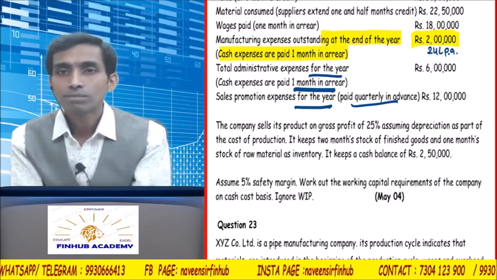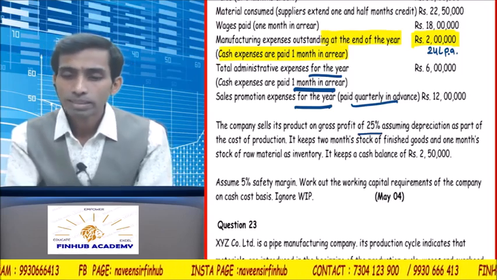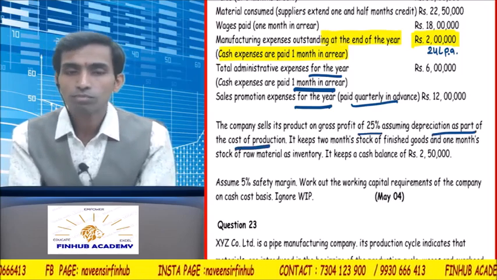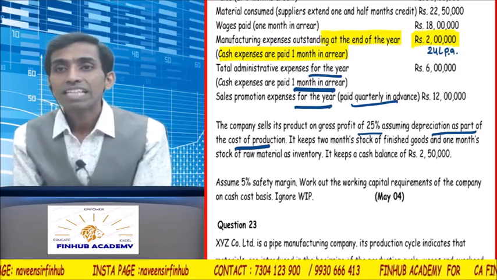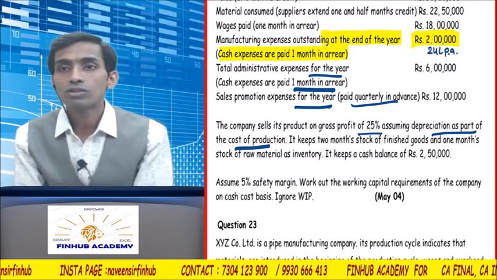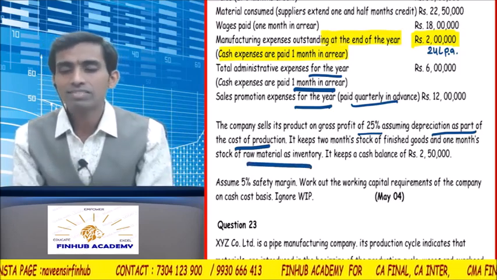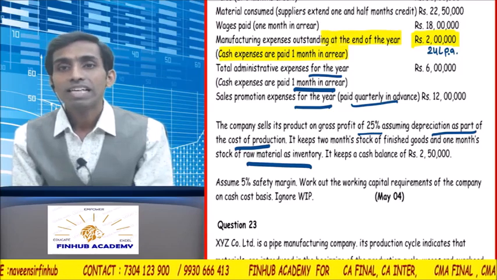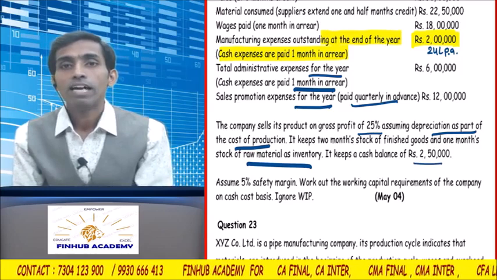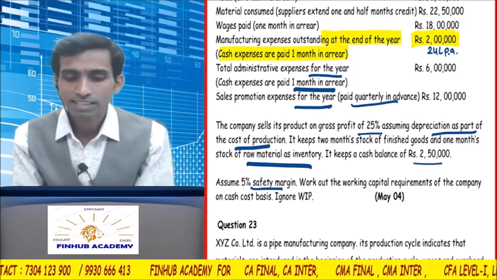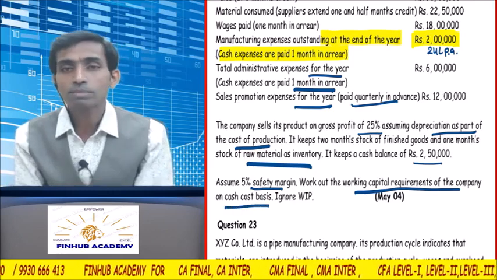The company sells its product at a gross profit of 25%, assuming depreciation as part of cost of production. It keeps 2 months stock of finished goods and 1 month stock of raw material. The finished goods period and raw material period are both given. It keeps a cash balance of 2,50,000. Assume 5% safety margin. Work out the working capital requirement on cash cost basis.